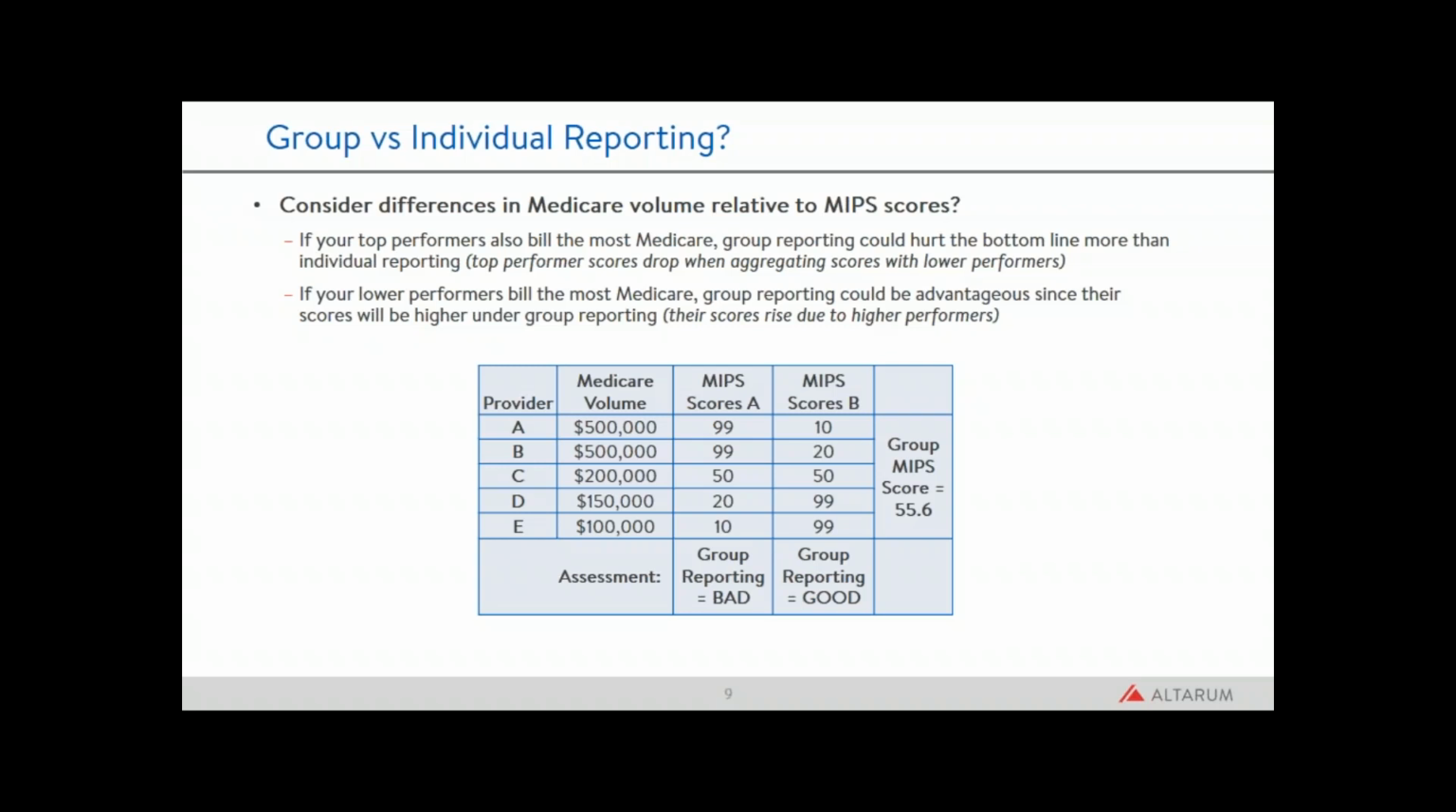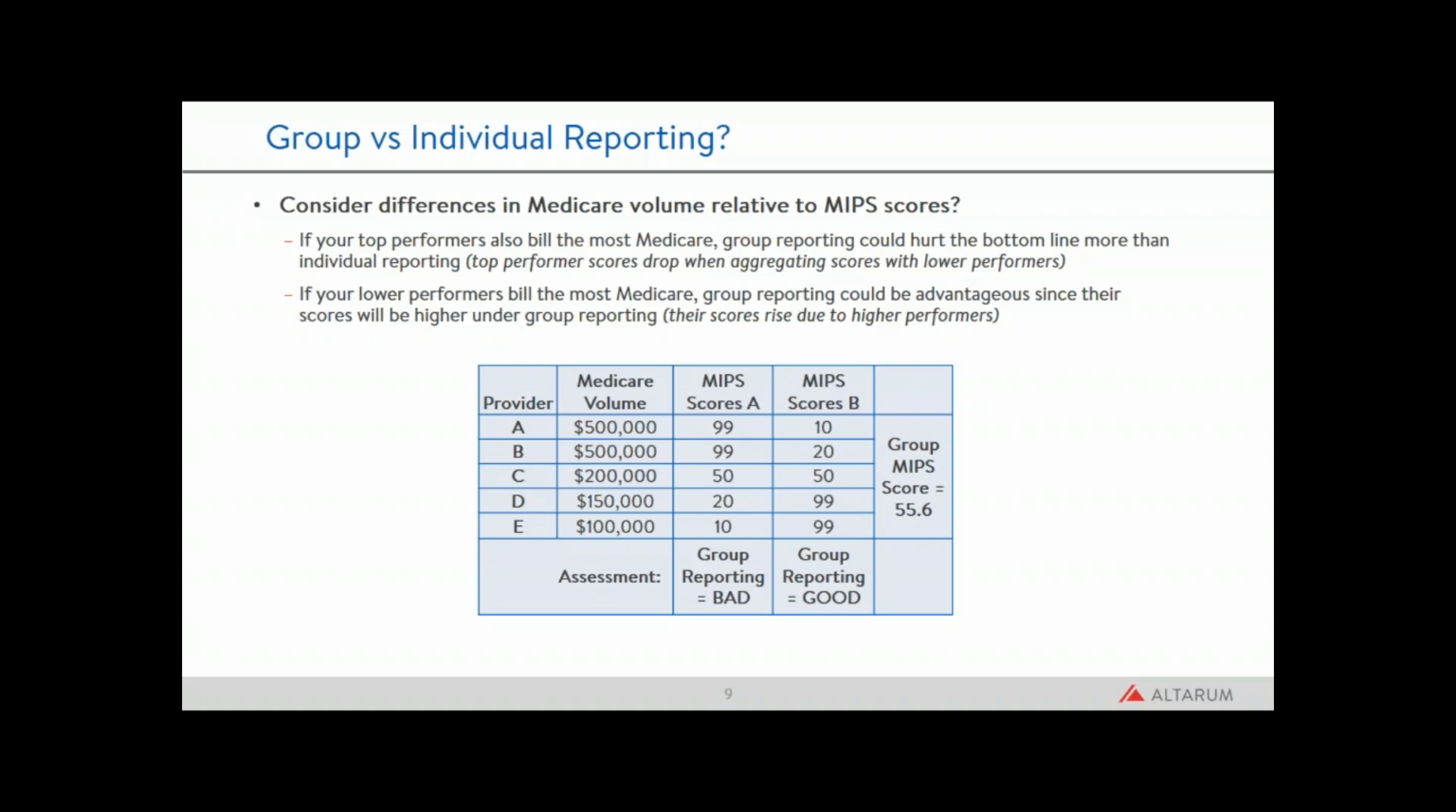So looking at this very rudimentary grid, we see the MIPS scores under column A. We've got those providers A and B that are getting really phenomenally good MIPS scores and also have the highest Medicare volume. We wouldn't necessarily want those folks to get dragged down. In this model, the group score is a 55.6. It'd be far more advantageous for this model for the group in column A to stay and individually report, because those folks that are also billing the most Medicare are going to get the best MIPS score. So it's the polar opposite if what you're working with is what we have here under column B, where the low performers are also billing the highest.